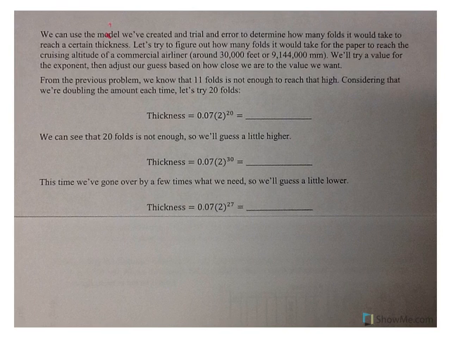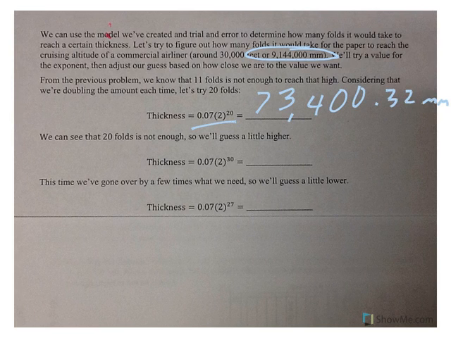All right, we can use this model for trial and error to figure out how thick things are going to be. So how many folds would it take to reach a cruising altitude of 30,000 feet? And thankfully they tell us 9,144,000 millimeters. So we want to figure out what it would take to get to 9,144,000 millimeters. Okay, so if you plug 20 in, you get 73,400.32 millimeters. Definitely not enough.